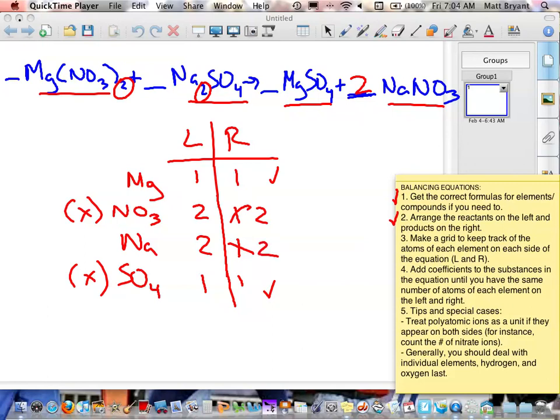Now, after each step, you want to look at the equation and make sure that you're on the right track. So, what you're looking at here is, first of all, the numbers check out. And now, it looks like we have a balanced equation. So, again, after every step, check. You may be done. You may not need to do more.